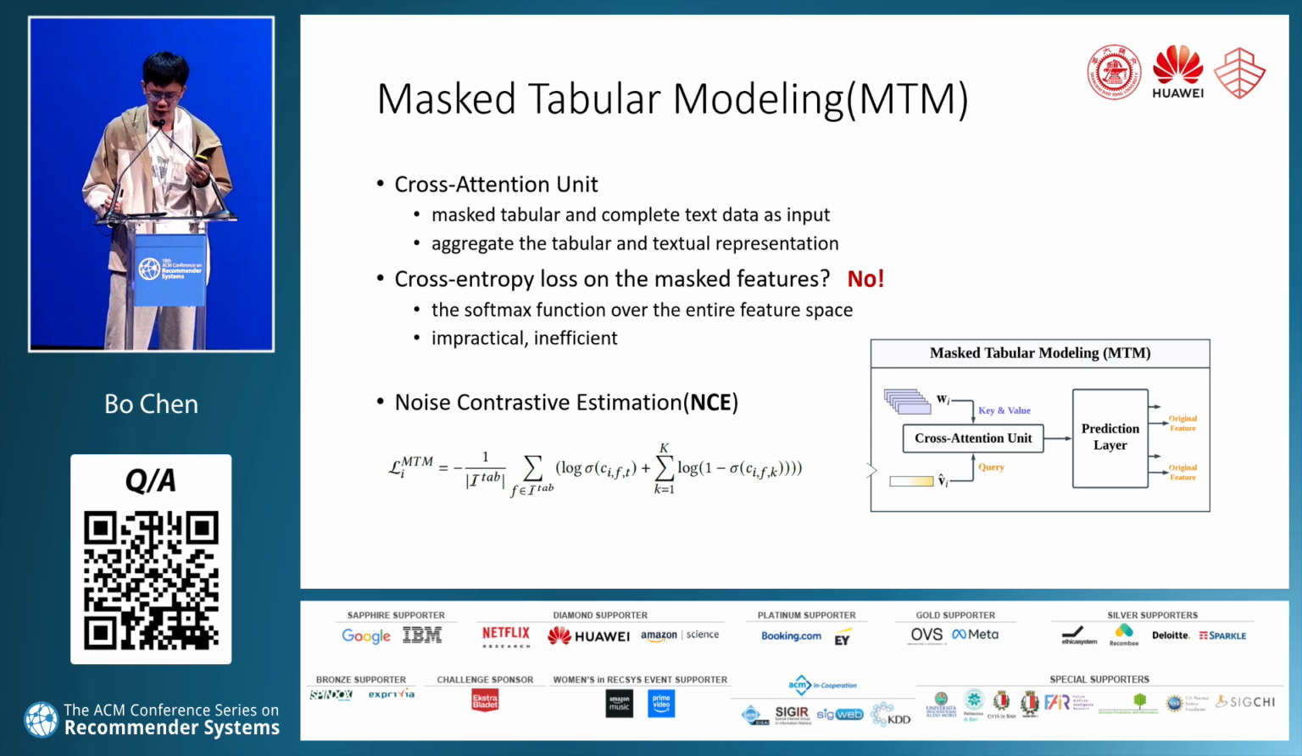So we adopt another loss named noise contrastive estimation loss, which transforms the multi-class classification task into a binary classification task. And the model is required to distinguish the positive feature from the noise features.